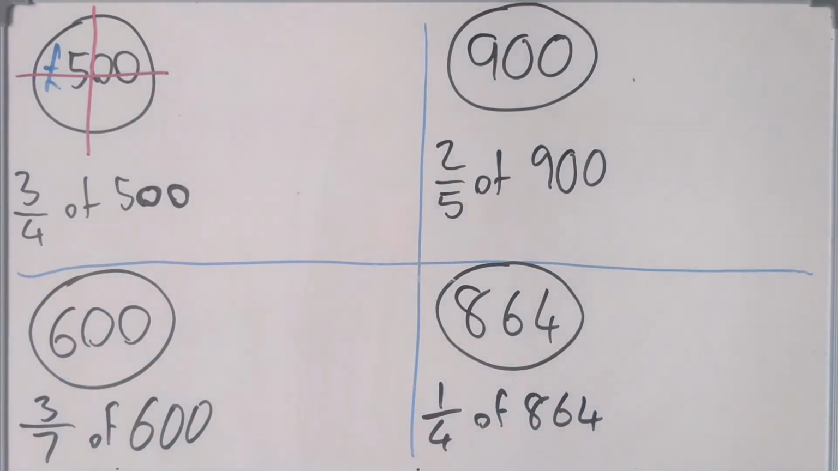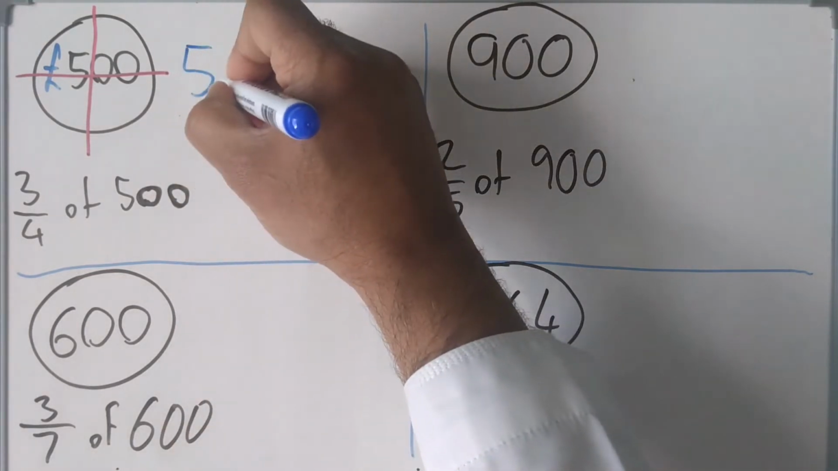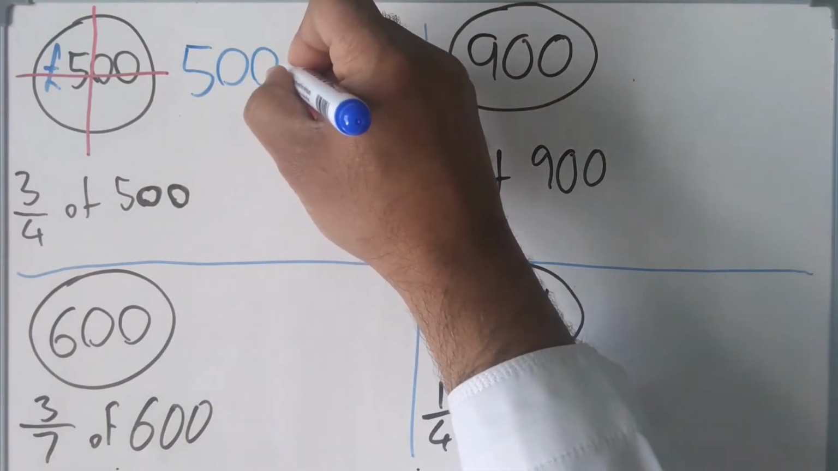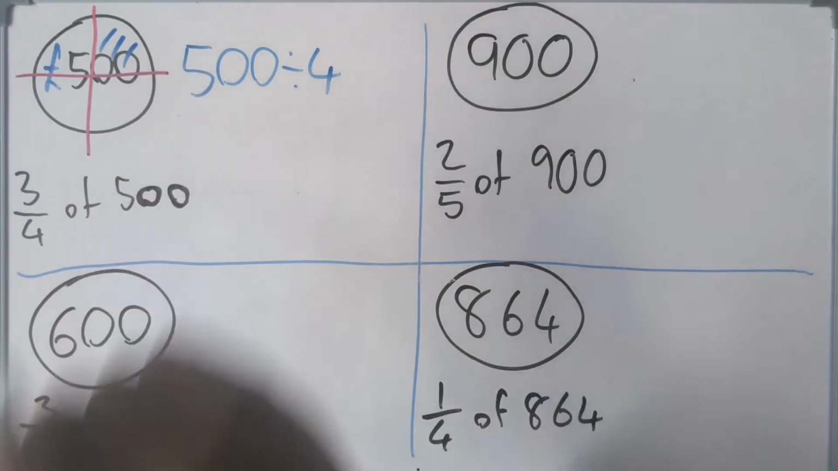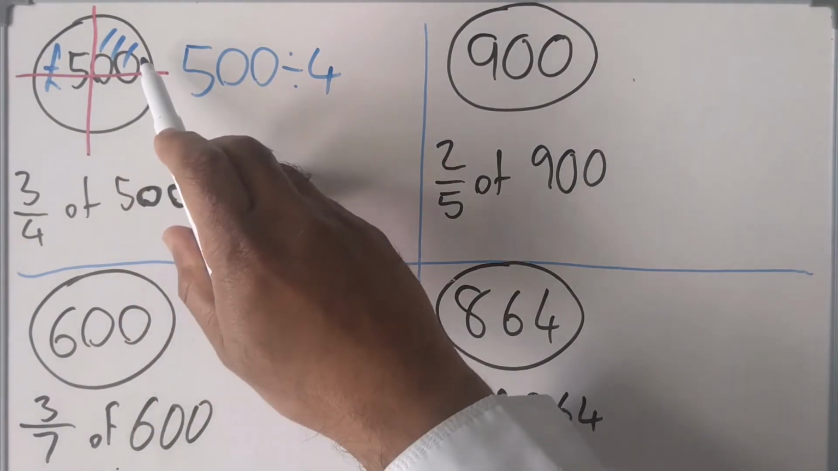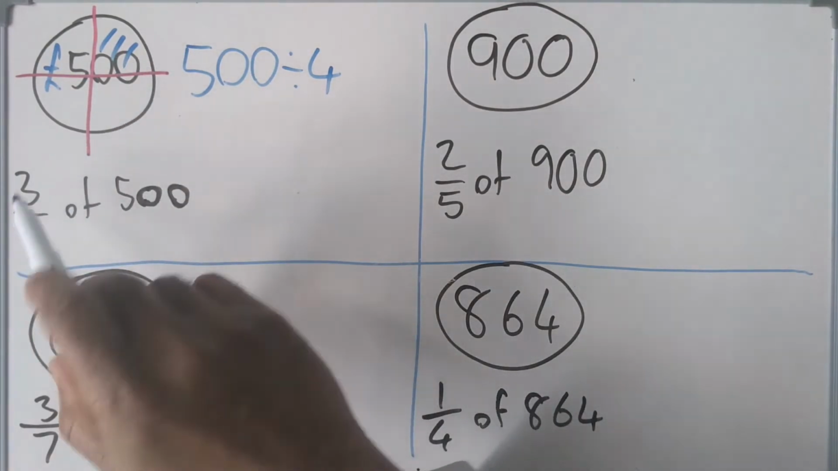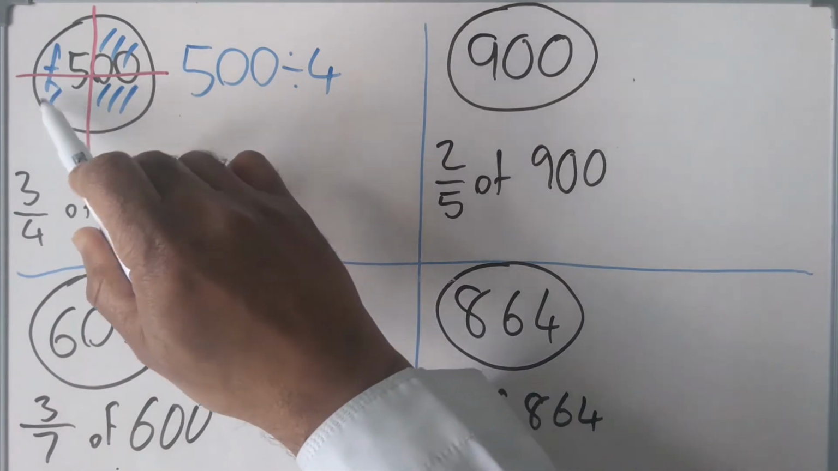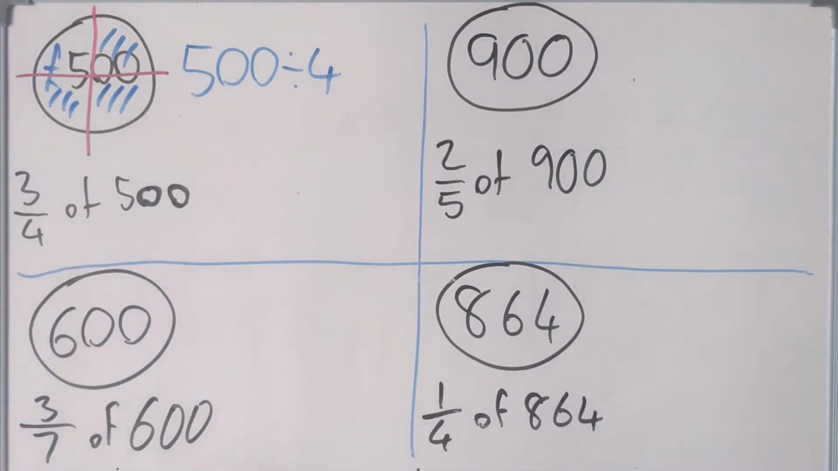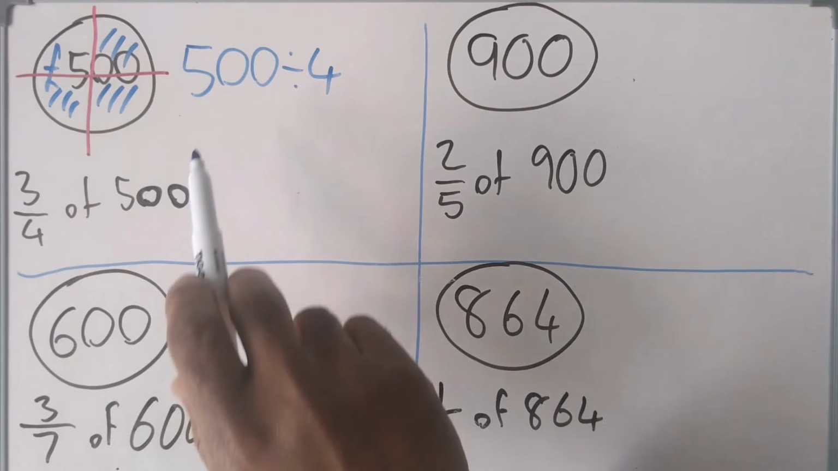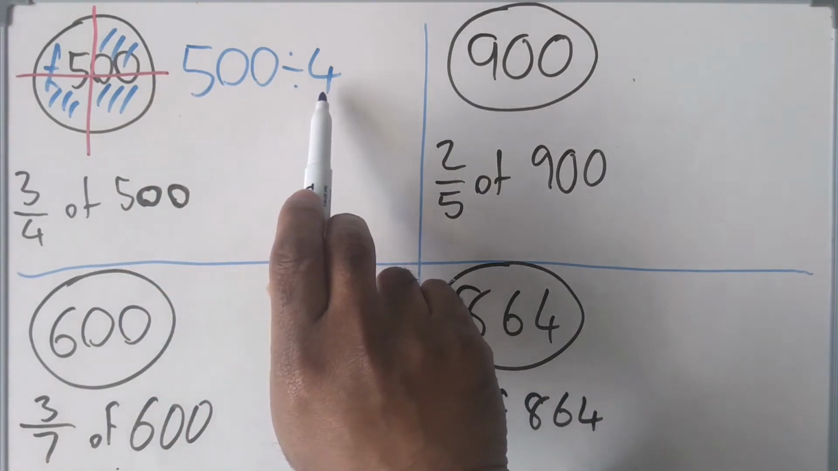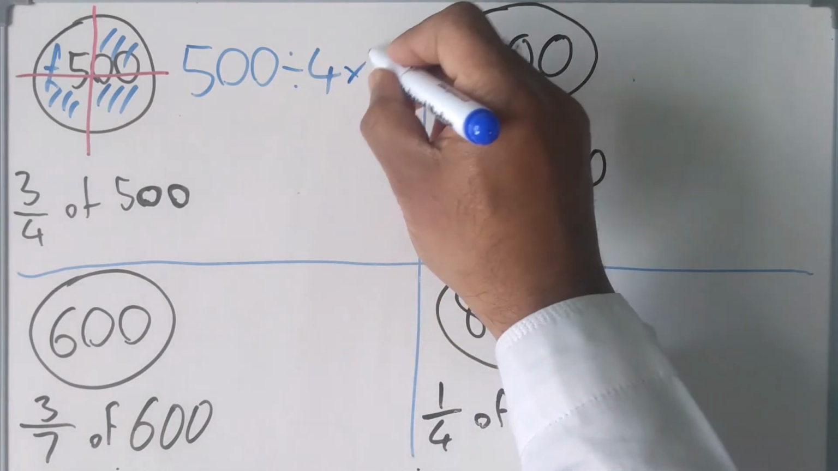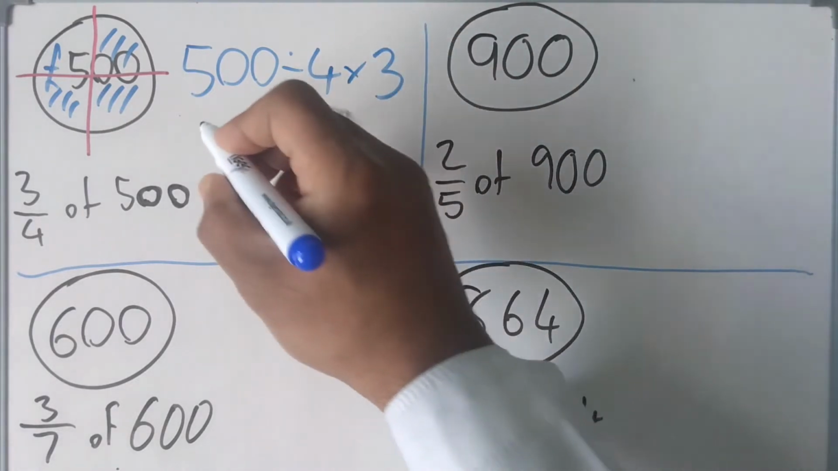Okay, so if we get £500 divided by 4, that would give us 1/4, but we don't want 1/4, we want to work out 3/4 of 500. So we're going to get 500 divided by 4 gives us 1/4, and then times by the 3 to get the value for 3/4.